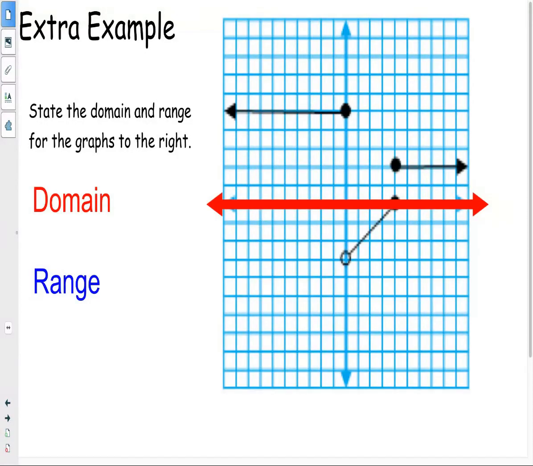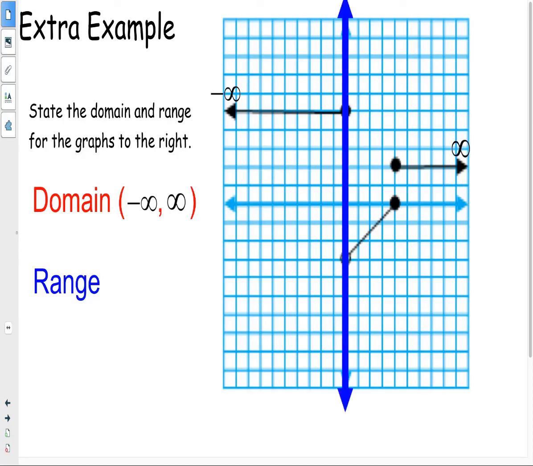So for domain, we're looking at the values when it's going left to right. It starts at negative infinity with this arrow over here, and then it also ends at negative infinity with this arrow over here. So our domain is pretty straightforward. Again, it doesn't matter what's happening with these dots and disconnected. All I care about is where it starts and where it ends.